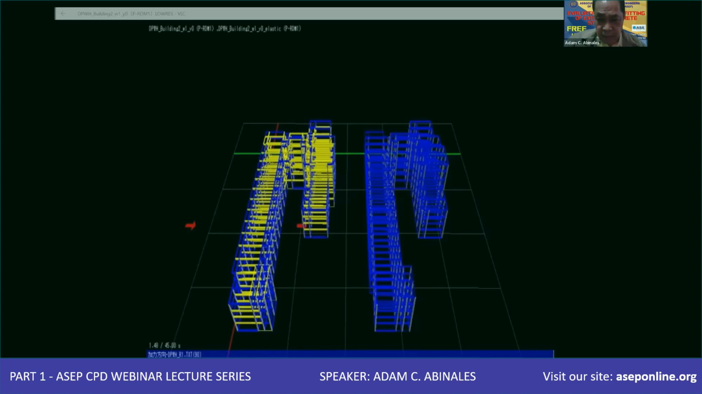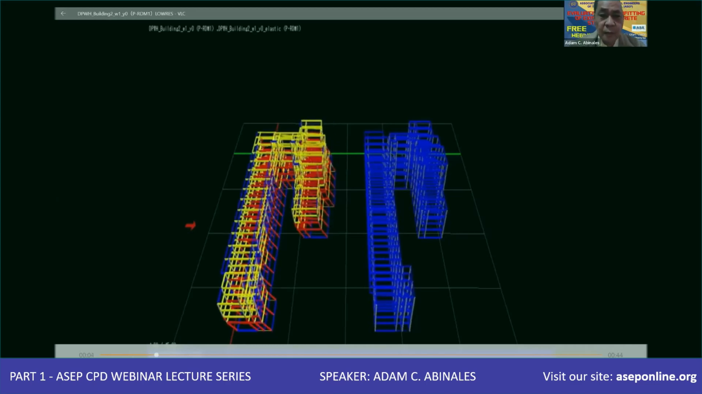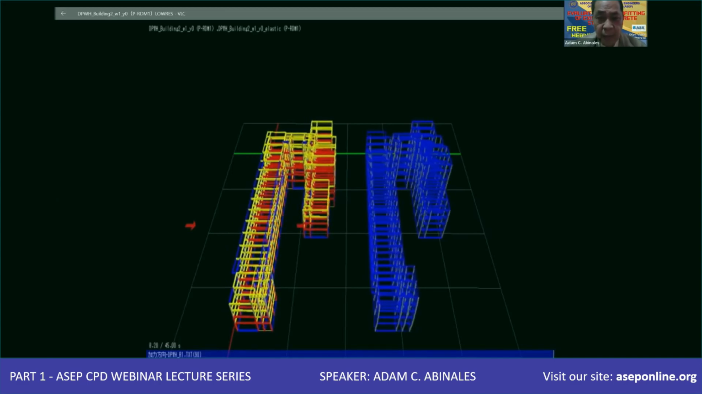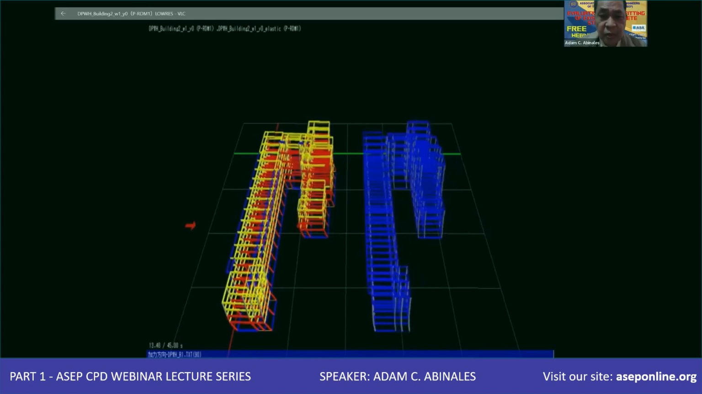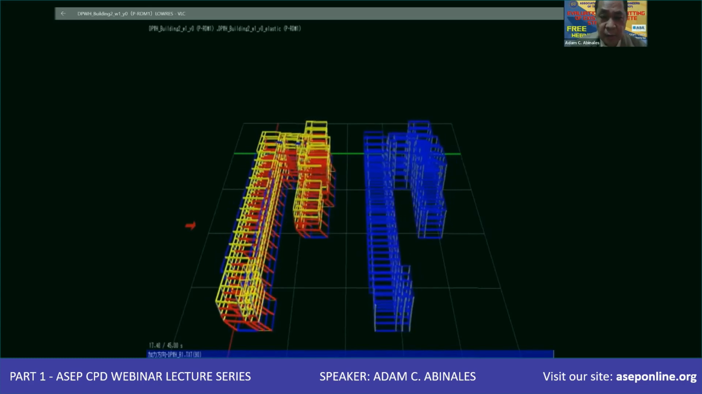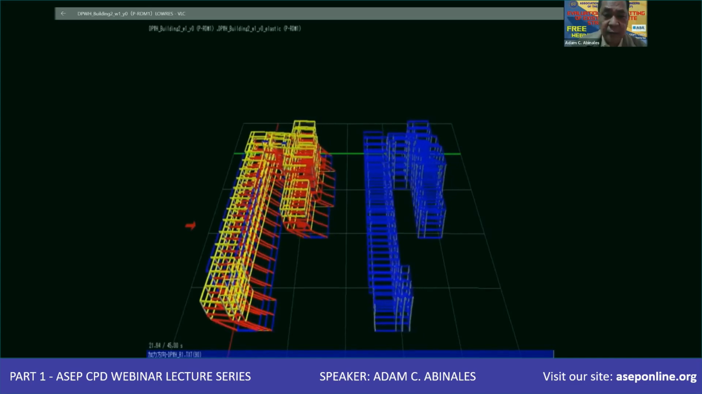Now the retrofitting scheme here is in that direction, in the transverse direction, the shear walls were provided as wing walls. In the X direction or in the translational direction.